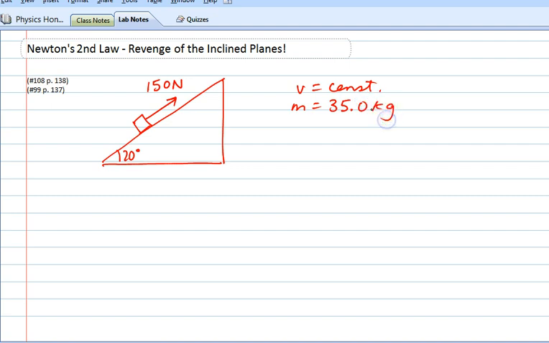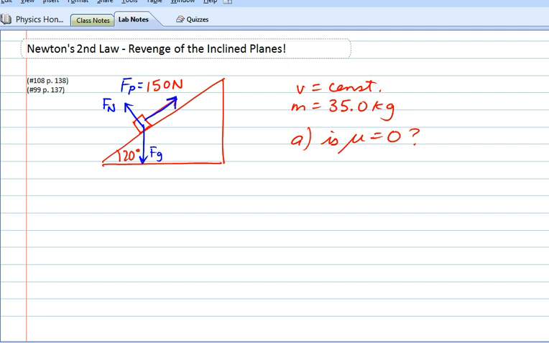So the question is, is the incline frictionless? Is there zero coefficient of friction? And so we want to identify forces, and in this case we've got a couple different forces. We already have the push, which is labeled as 150 newtons. We have the force of gravity straight down, and we also have the normal force. Now, we're not going to put in friction right now because we want to see whether or not there's friction.